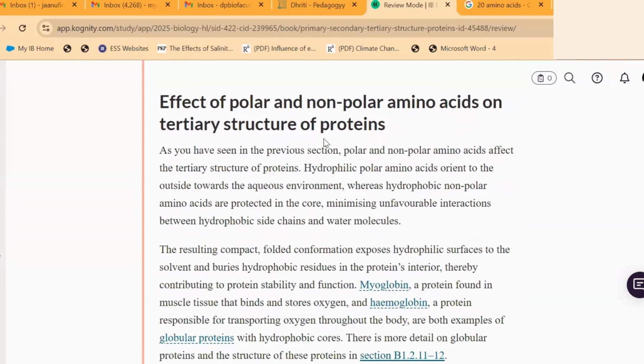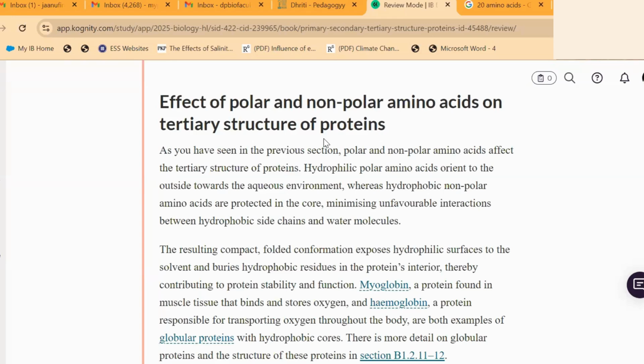Now, we were discussing, right? Based on their charges, based on their polarities, they interact with the water molecules. So polar means they can very well interact with the water. They're hydrophilic. So then the hydrophilic amino acids would be on the outside, and hydrophobic towards the inside. So this is how they form the tertiary structure. If there is no polarity or the interaction with the water molecule doesn't differ, then this type of structure is not possible.